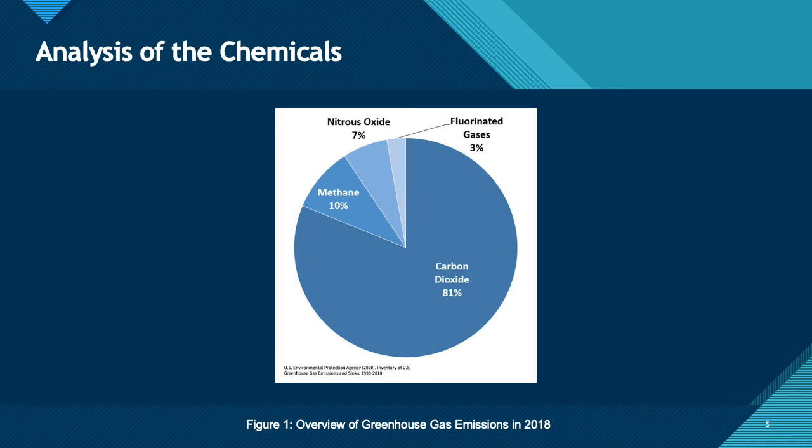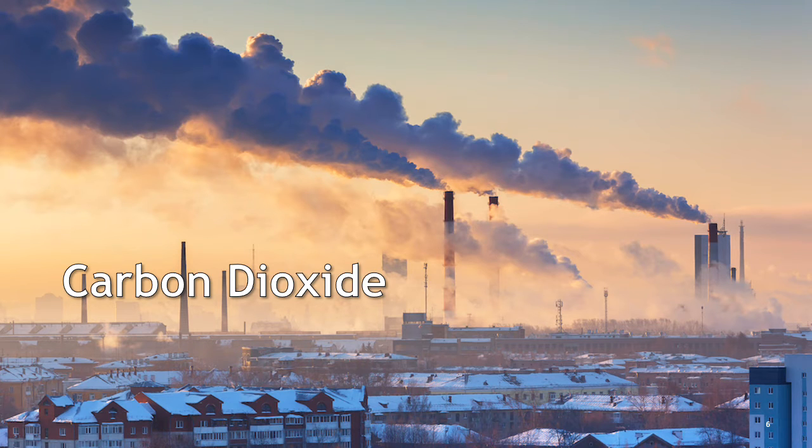As you can see in Figure 1, it was recorded in 2018 that about 81% and 10% of emissions in the United States came from carbon dioxide and methane, respectively. The remaining emissions are attributed to nitrous oxide and various fluorinated gases. But since carbon dioxide is the most significant of these chemicals, let's focus on it.